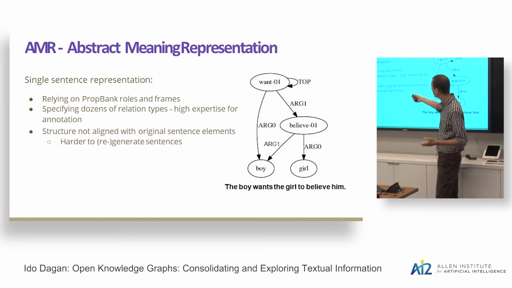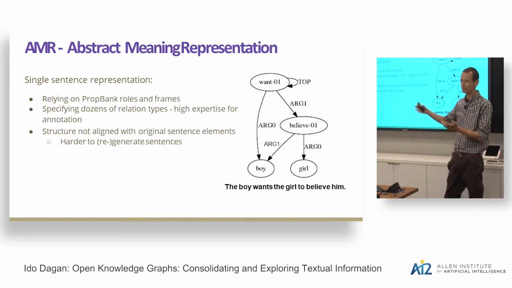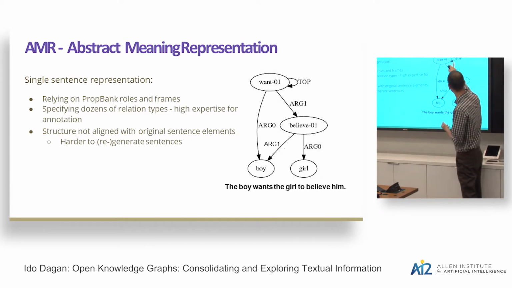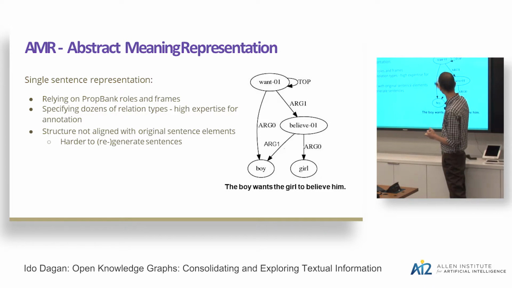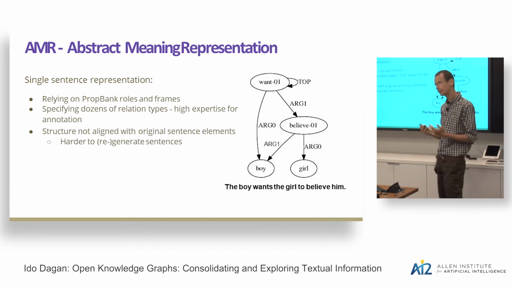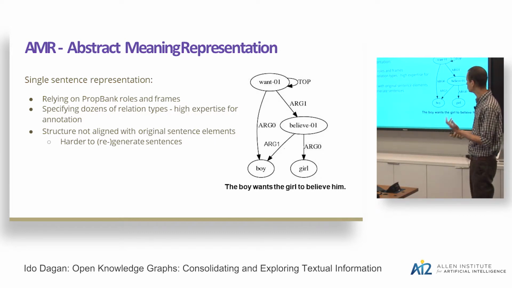It relies on PropBank frames. It does specify dozens of relation types. You can see various types. Here it's just the PropBank ones, but you'll see in a minute additional relations. And the structure is not directly aligned with the original sentence structure. So in that sense, it's a bit harder to generate or regenerate sentences.